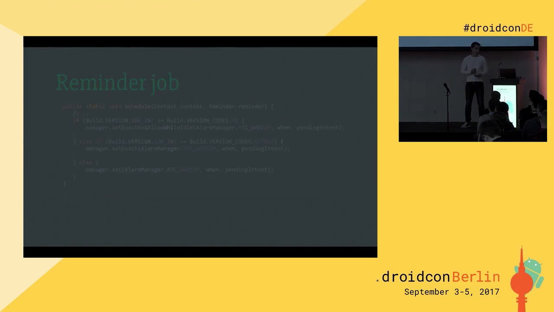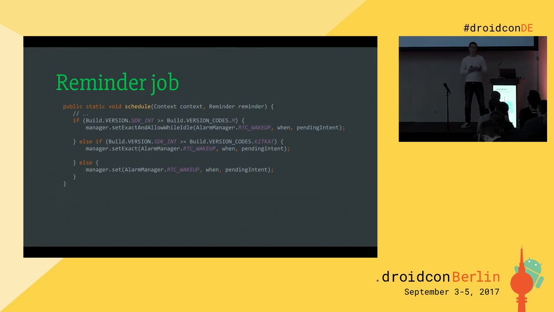And that means in the end, for our simple reminder job, we have something like this. If you're on Android Marshmallow or above, use the setExactAndAllowWhileIdle method. Otherwise, use the setExact method. And if you're on an older device, use the old set method.